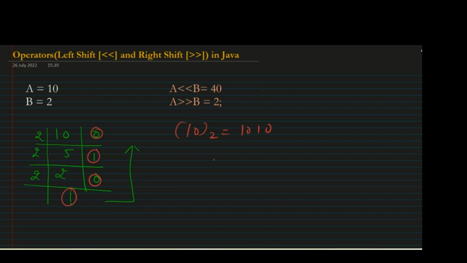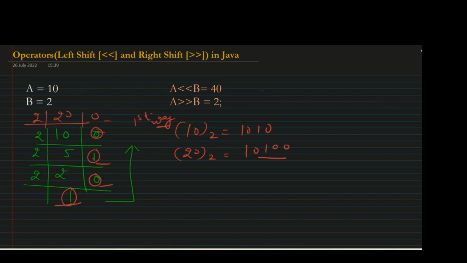Similarly, you can do it for other numbers as well. If I take 20, I just keep 20 over here, divide it by 2 and get 0 over here. Similarly, the binary conversion of 20 will be 1 0 1 0 0. So this is the binary conversion of 20. This is one way of converting a number into binaries.